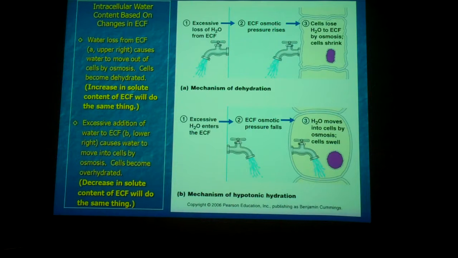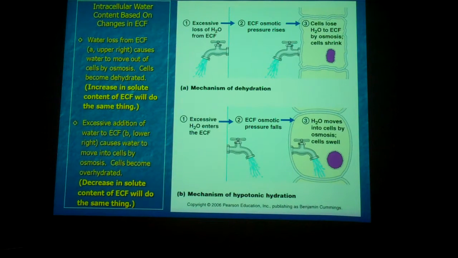Here's another way of looking at it. If we lose water from extracellular fluid, water is going to move out of cells. So the interior of these cells is going to be underhydrated. On the other hand, if we add water to extracellular fluid, water is going to move into cells, isn't it? So look at your definition of how water moves. In this case, solute concentration goes up, doesn't it? And pulls water out of cells.